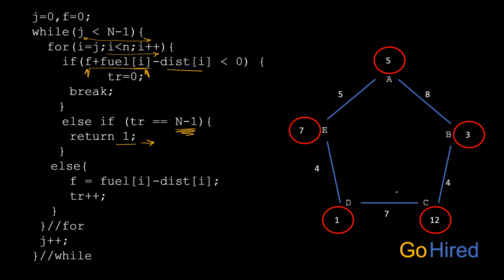If not, I'm continuing my cycle: I update the remaining fuel as fuel minus distance, and the circle count plus plus. That means from this direction it's not possible, so I'll start again with the next node in this while loop. It's just pseudocode and not exactly working code. So every time I have to think about the directions.